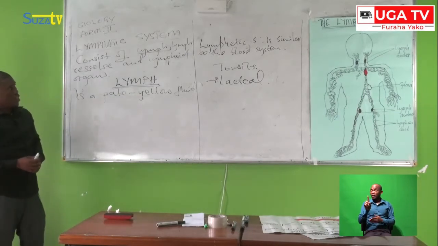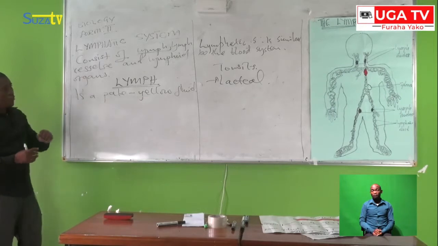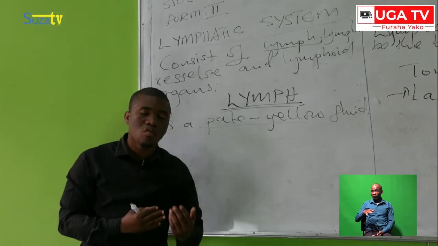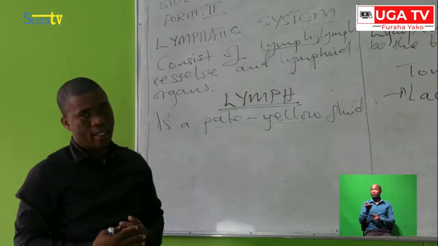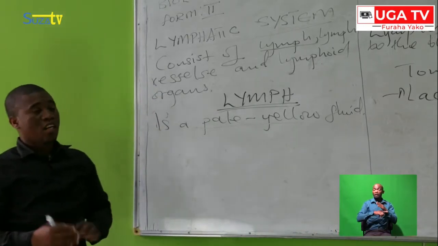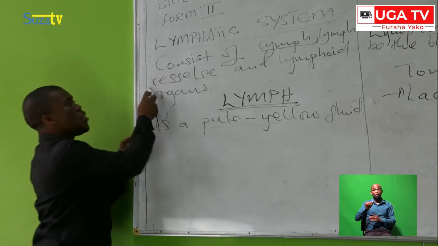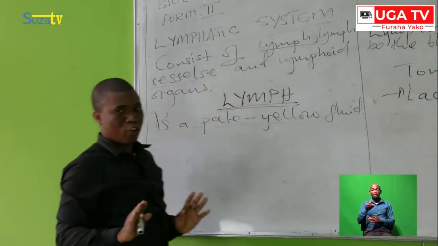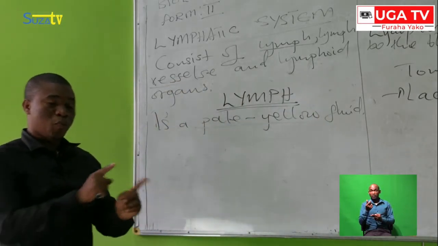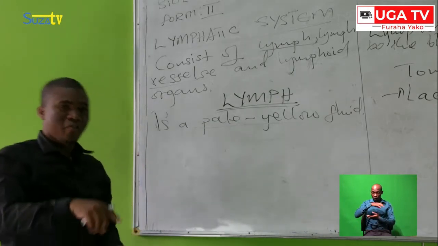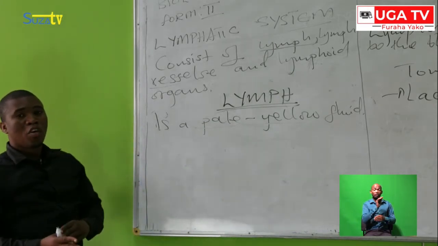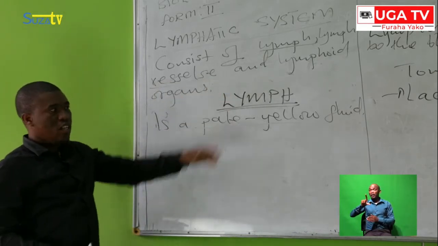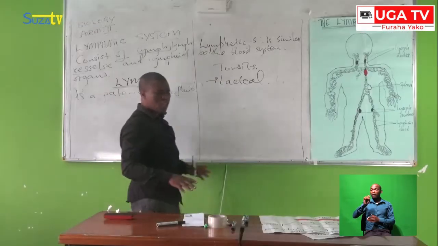Thank you very much, and thank you a lot. So this lymph is a fluid. It should be moved through a specific channel. That channel is what we call lymph vessels. As we say, it is similar to the blood circulatory system. The blood flows through specific vessels, and lymph also will travel through a specific channel that we call the lymph vessels.